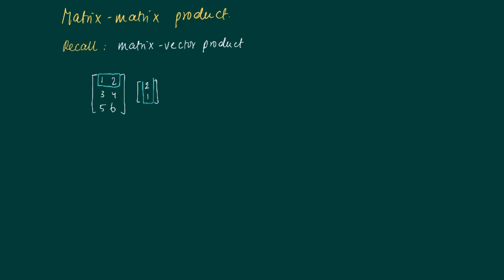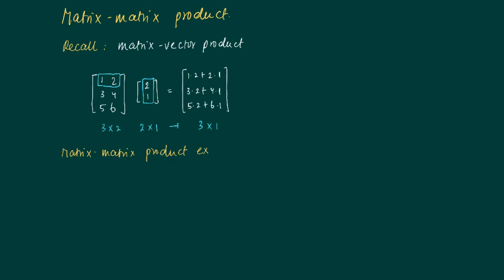Then we make new components by forming a row-column product. We get 1 times 2 plus 2 times 1. In the second coordinate we get 3 times 2 plus 4 times 1, and 5 times 2 plus 6 times 1 as the last coordinate. So the dimensions of the matrix are 3 times 2 and the vector is 2 times 1. It gives us a 3 times 1 vector.